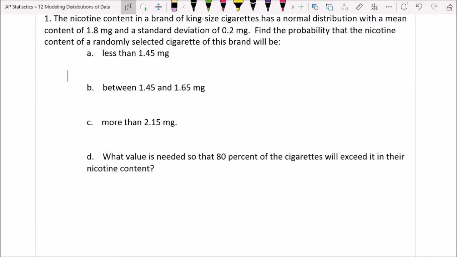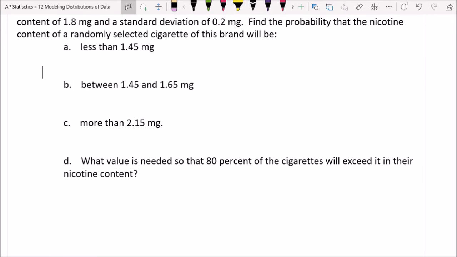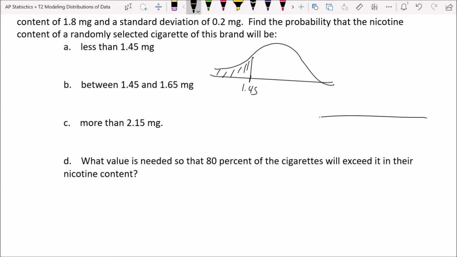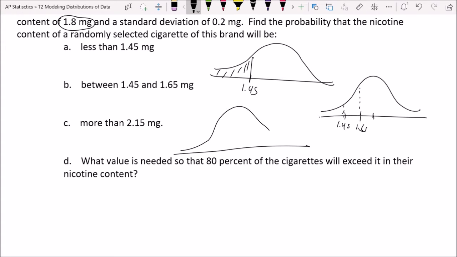All right, here's what I think. So for these first ones, or for all of them actually, I'm going to draw images. That always helps me, although I'll admit it, I'm very much a visual learner. So mean of 1.8, so the first calculation is less than 1.45. Second calculation, between 1.45 and 1.65. And notice I'm drawing the 1.65 to the left of center because the center, they told us, is 1.8. And then last image, or I should say third, sorry.